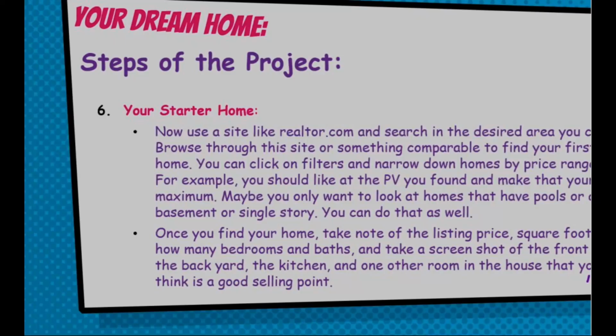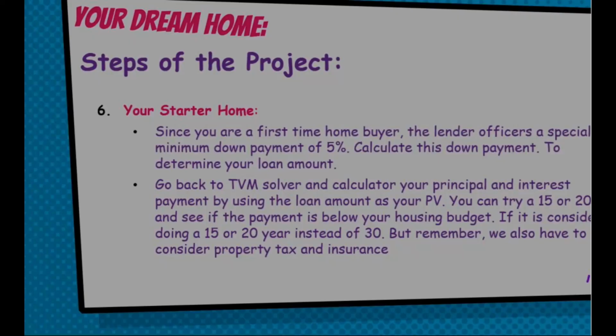By the way, all of this information is in your packet. I'm just reading through this so I can communicate this to you, and then you need to go back and follow this. You also need to include screenshots of your front view of the house, the backyard, the kitchen, and one other room in the house that's a good selling point. Typically the living room or the master bathroom are pretty good. The bedrooms are just bedrooms. The selling points typically come from the backyard, the kitchen, the master bathroom, and sometimes the living room or whatever.